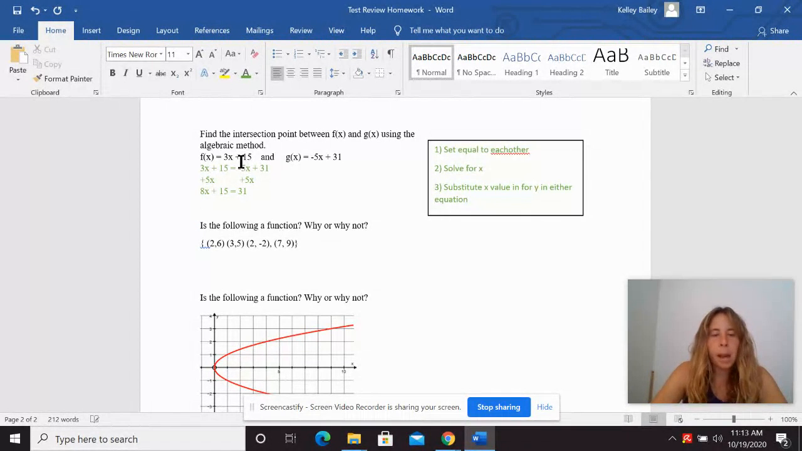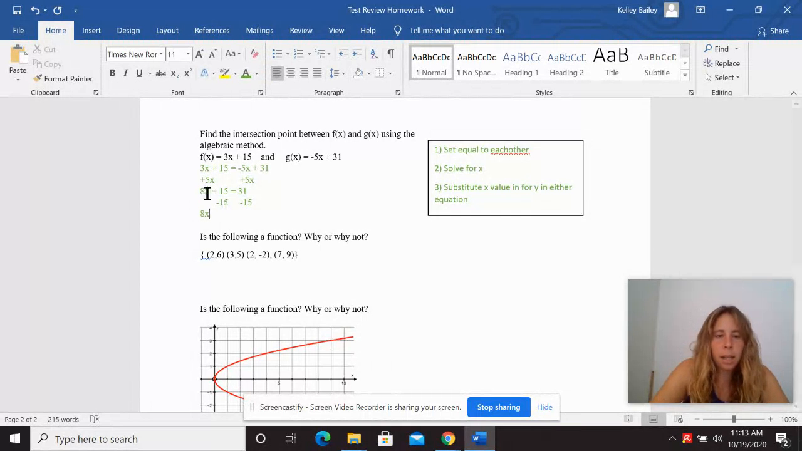Okay. Now, I want to get x by itself. So this 15 is in the wrong spot. So I'm going to subtract 15. And then I must subtract 15 over here as well. I'm wondering if I did this problem correctly. Yeah, I did. Okay.